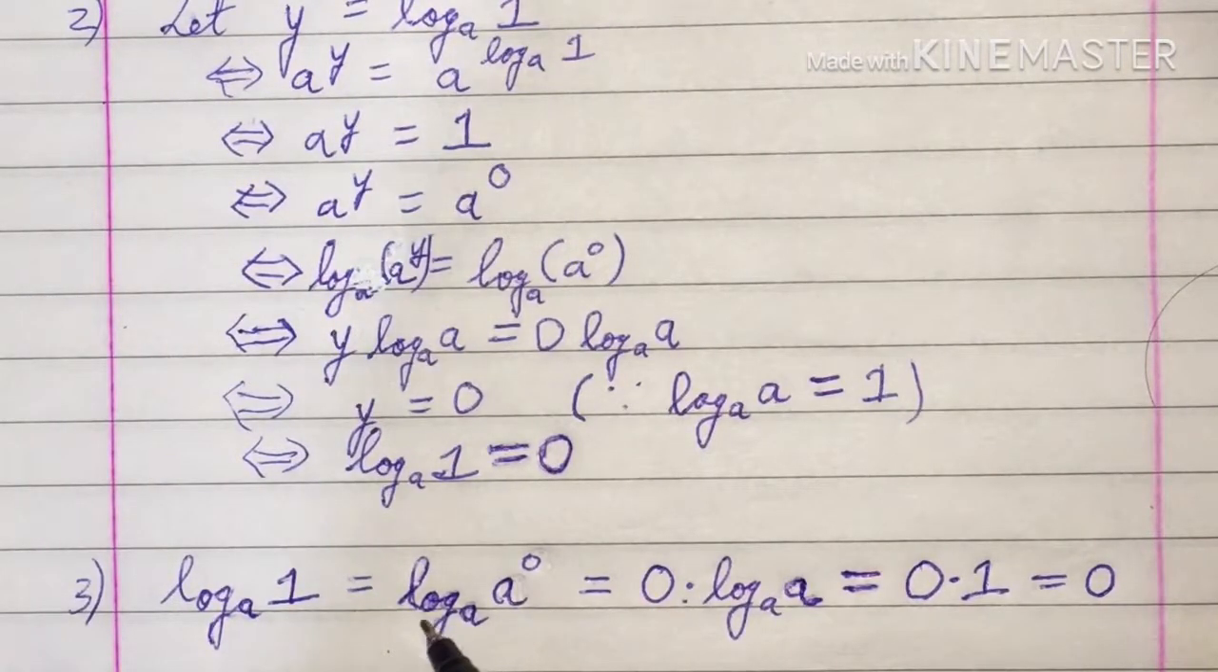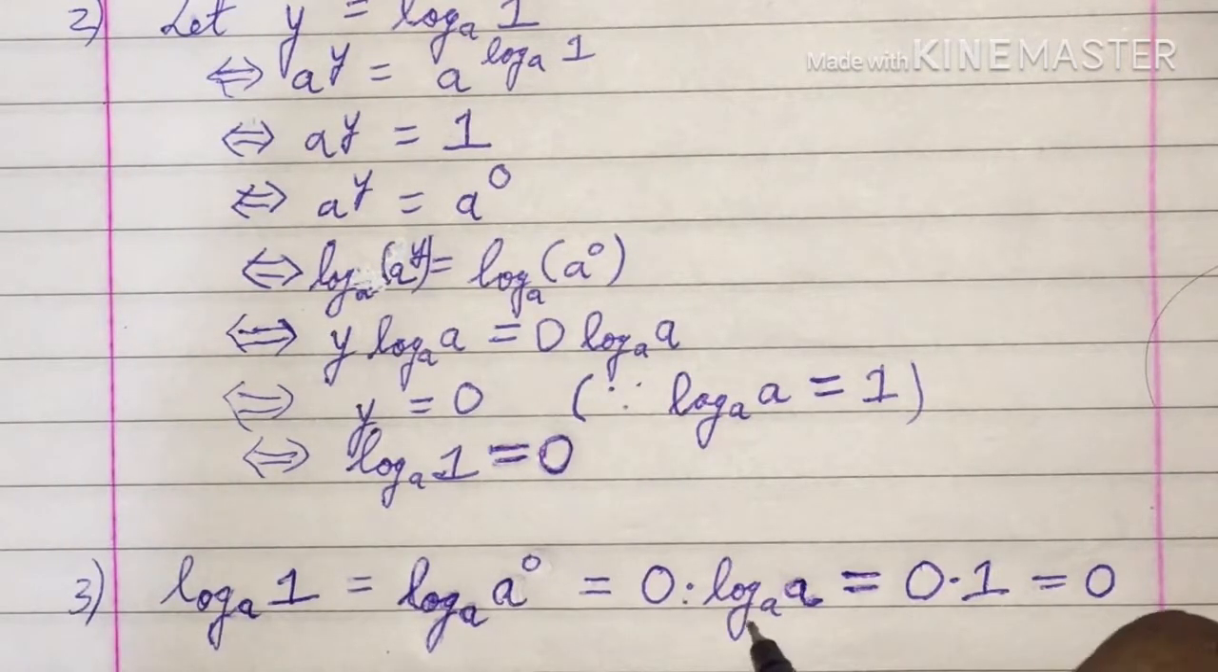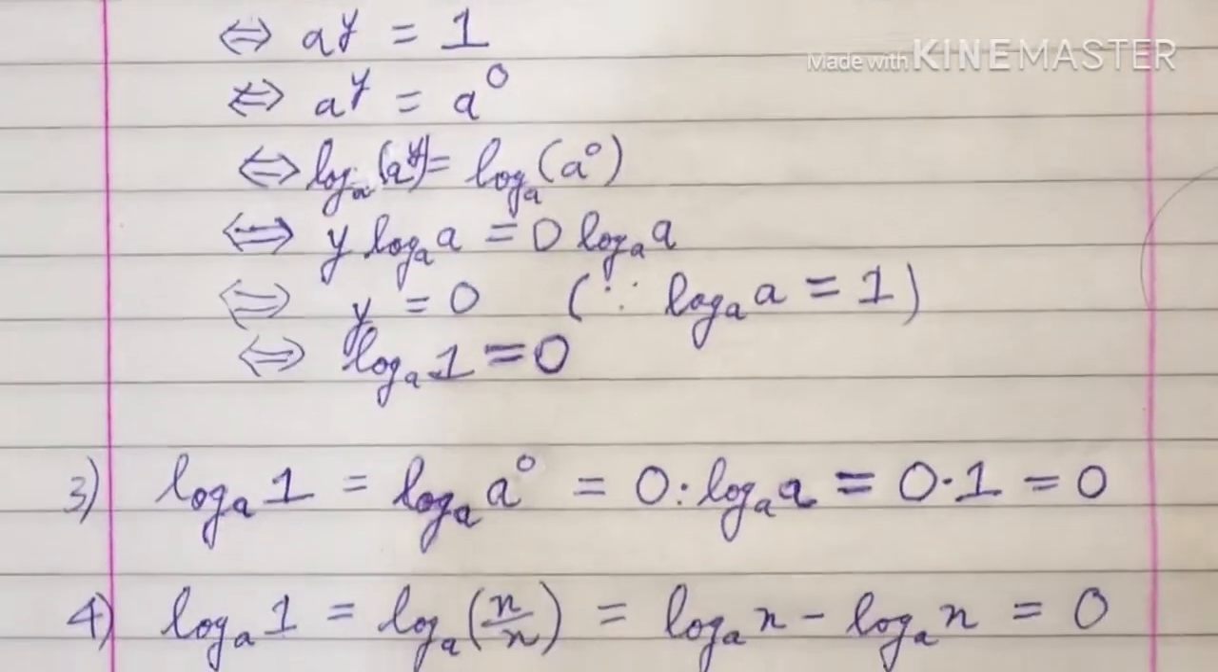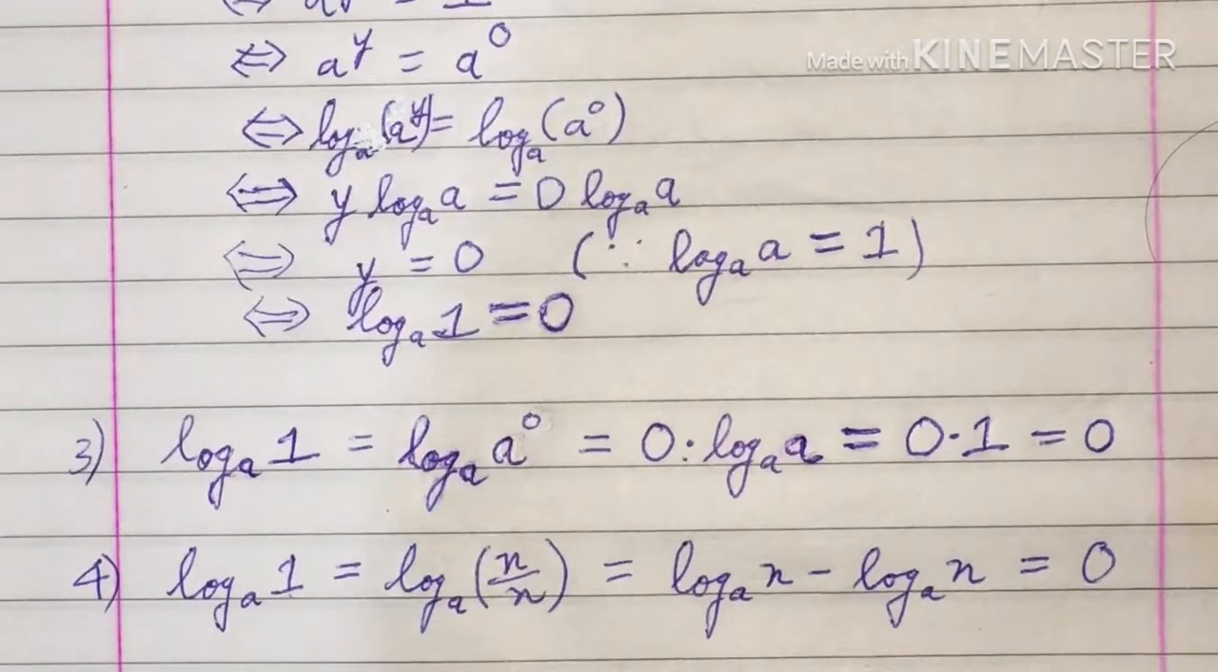Now another proof. Log to the base a of 1, we can express it as log to the base a of a raised to 0. So it will be 0 times log to the base a of a. And since we know this is 1, it is 0 times 1, which will be 0. Basically a shortened form of the above proof.